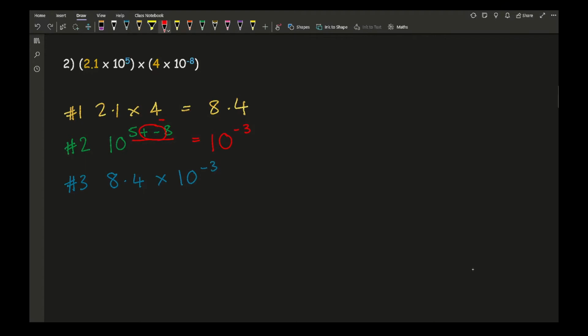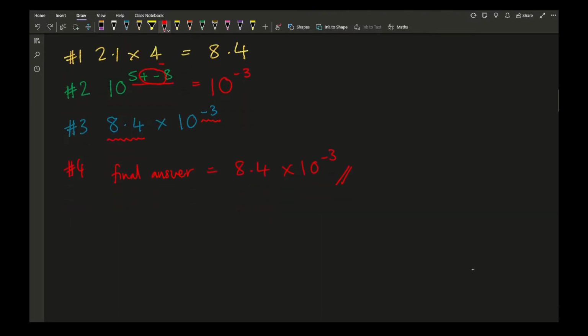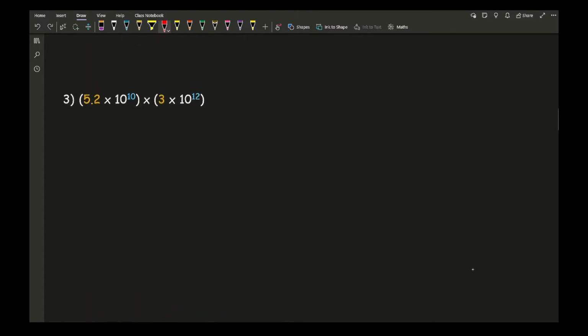And then step 4 is just checking to make sure it's in standard form. So is this a number between 1 and 10? Yes, it is. And is this a whole number? Yes, it is. So my final answer is going to be 8.4 times 10 to the power of minus 3. And there is my final answer. They don't have to write final answer. This is just for the purpose of this tutorial. So let's have a look at another question here.